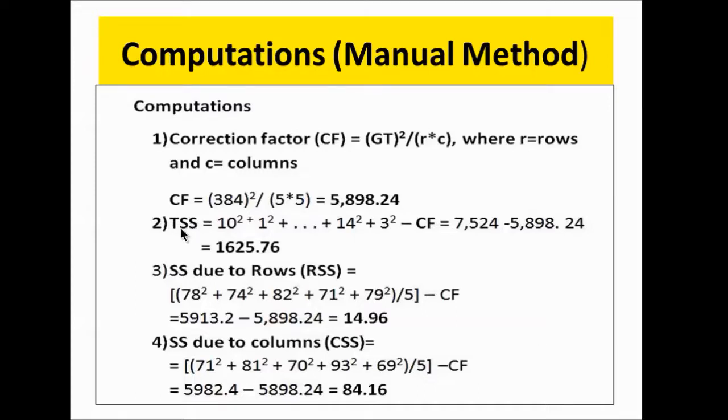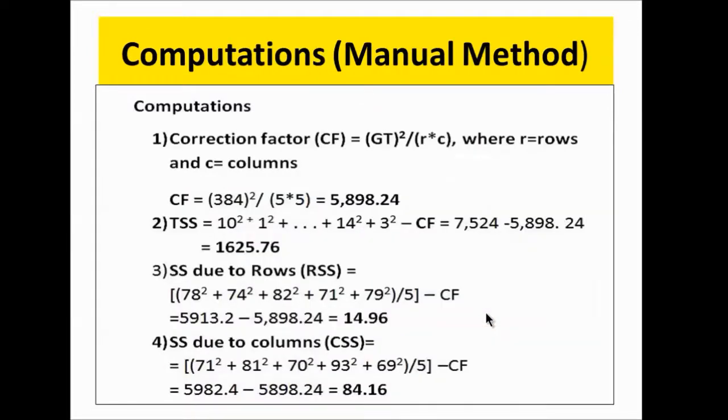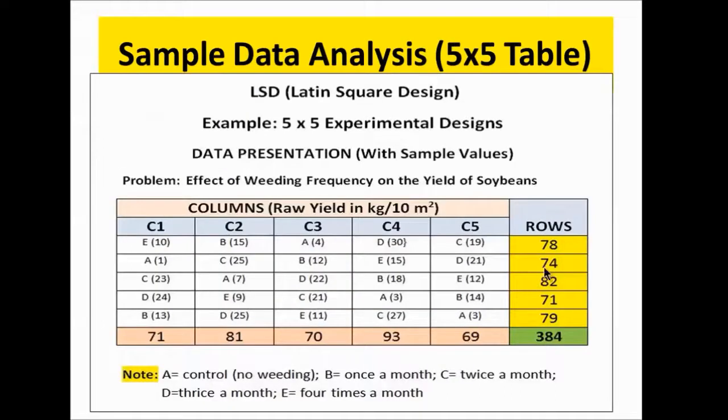Then we have the total sum of squares. These are the entries in the previous table. So we have 10 squared, 1 squared up to 3 squared. Then we find the sum minus the correction factor, and we obtain 1625.76.